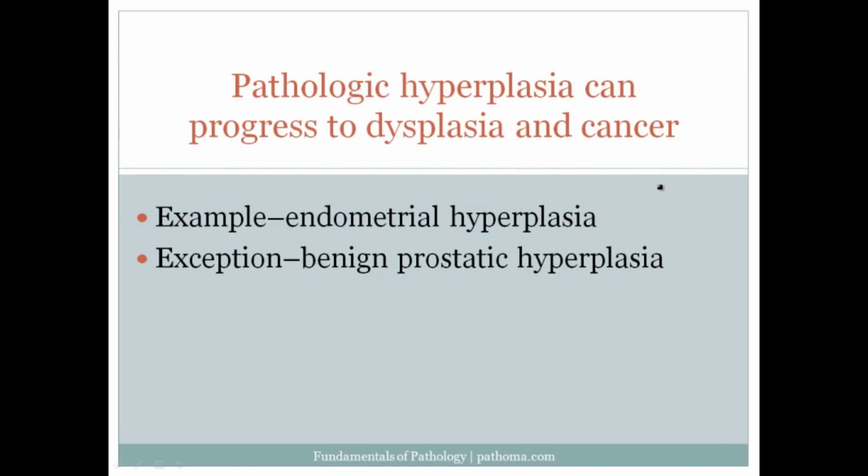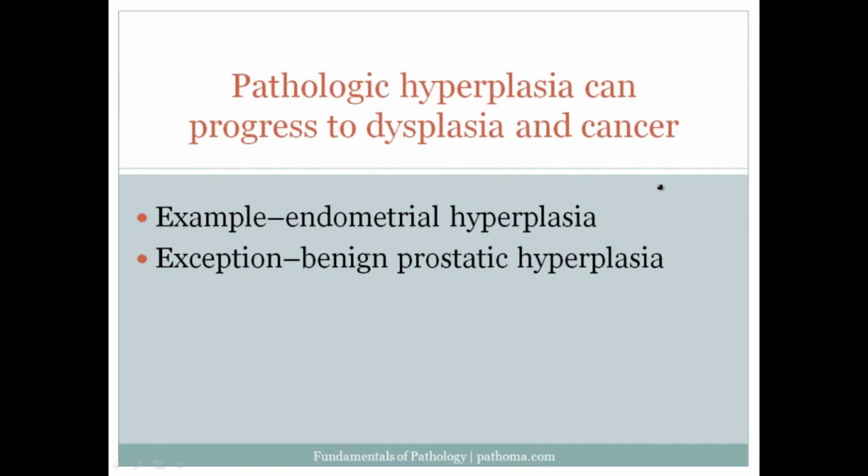Another important principle regarding hyperplasia is that pathologic hyperplasia can progress to dysplasia and cancer. Now, what do I mean by pathologic hyperplasia? Pathologic hyperplasia is when hyperplasia occurs due to some underlying pathologic process. And this pathologic hyperplasia can progress to dysplasia and cancer. Maybe we should take a step back and contrast pathologic hyperplasia to physiologic hyperplasia. An example of physiologic hyperplasia would be pregnancy, where due to some physiology of the organism, hyperplasia occurs. And there is no increased risk for cancer with physiologic hyperplasia.